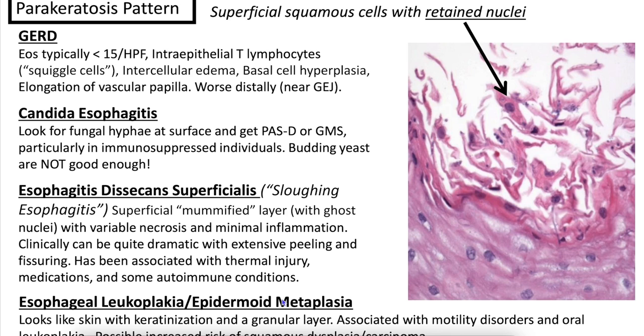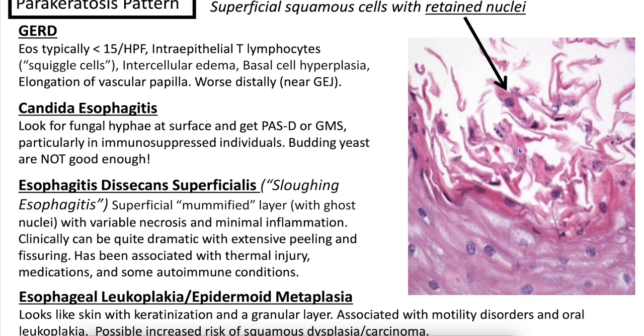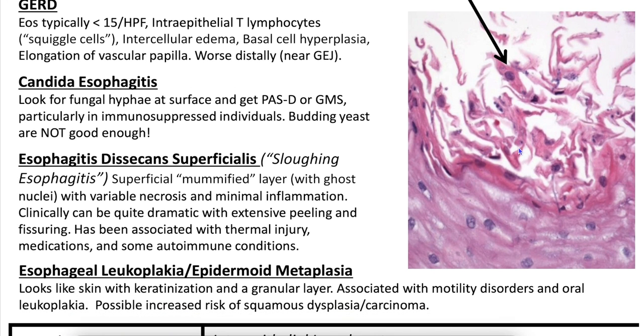Your parakeratosis pattern. What is parakeratosis? First of all, this is when your superficial squamous cells, which should not have any nucleus, have retained nuclei. You can see this in GERD. You can see this in Candida esophagitis. Look for your fungal hyphae at the surface, particularly in immunosuppressed individuals. Your superficial epithelium will kind of look like shredded wheat for some cases of Candida esophagitis. Budding yeasts are not good enough.